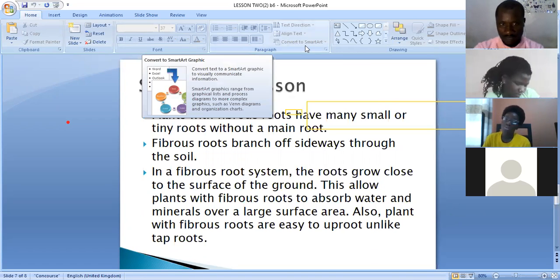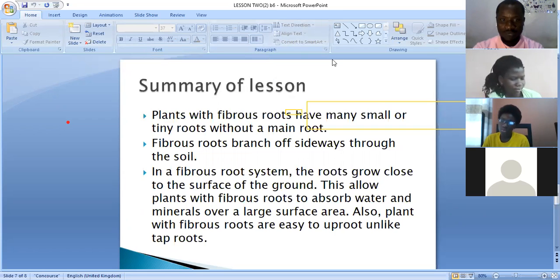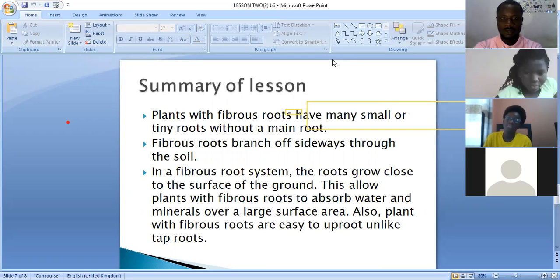But I said plants with fibrous roots have many small or tiny roots without the main root. The main root here refers to the taproot. With fibrous roots, they don't actually have one main root, but all the roots are many, or we call them a cluster, which actually supports the plant to stand. Nadia, do you get it now? Good, good. Now let's get point 2.